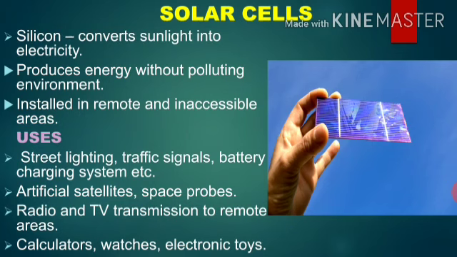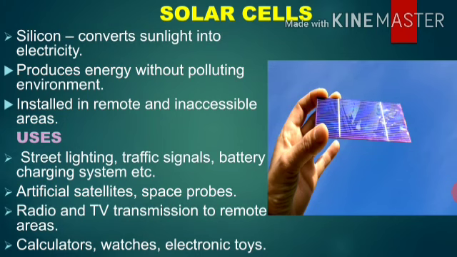These types of cells are installed in remote and inaccessible areas. What is meant by inaccessible areas? Places that are very difficult to reach, like forests and hilly regions. Okay, but setting up this power plant is more expensive.